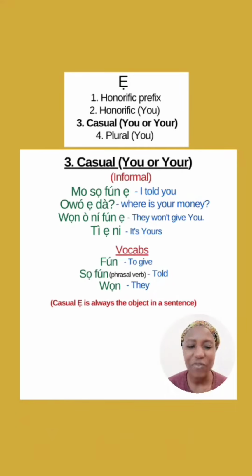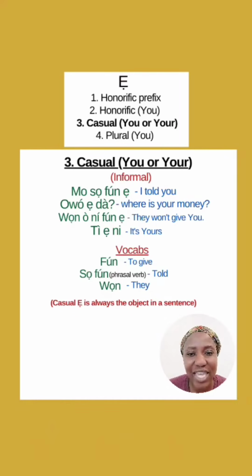I don't know if you understood my explanation. I'm just trying to give you the tips and tricks to understand when ẹ is honorific and when it is casual. Mo sọ fún ẹ, I told you. This is casual. Please do not use this for an older person. Do not go and say, mo sọ fún ẹ. Please don't.